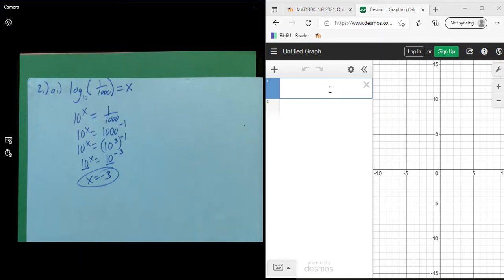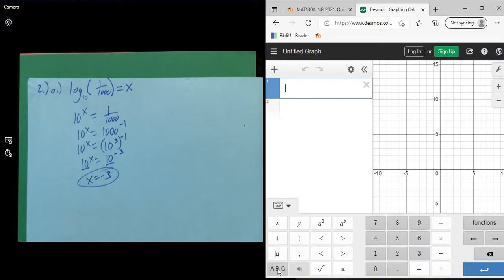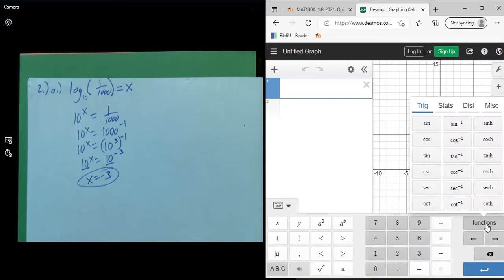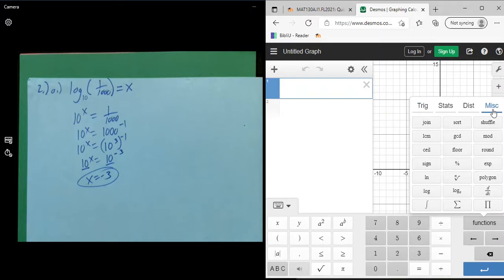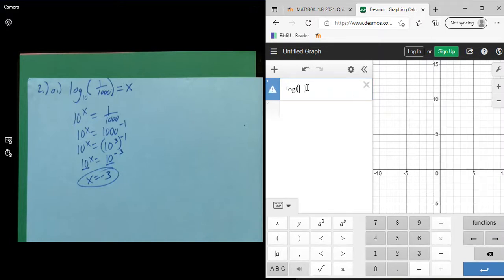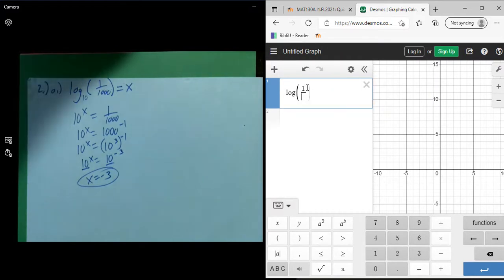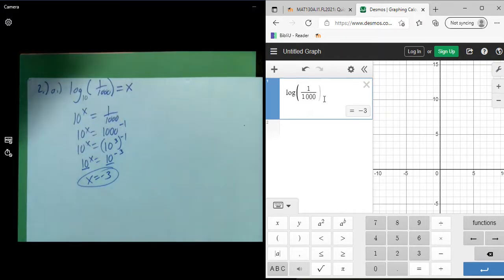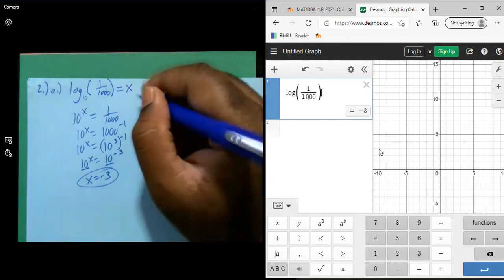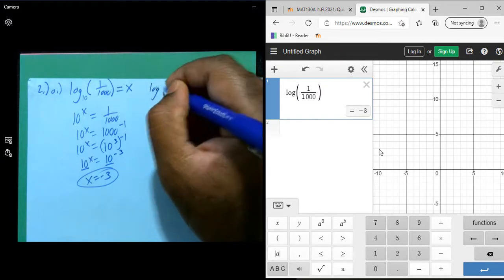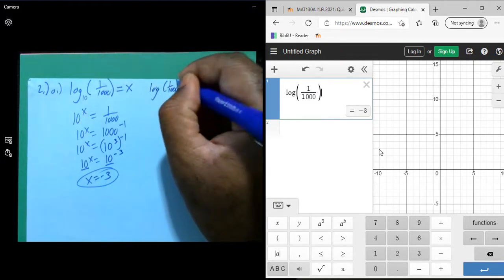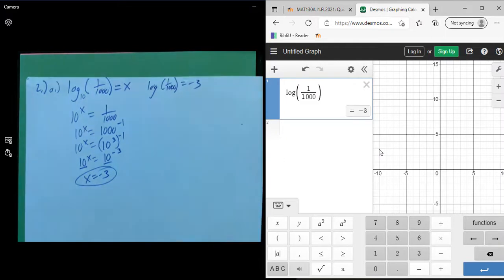Now on the calculator, if you click here, you click the keypad, you will go to functions, miscellaneous, and then you will go down here to log. And then you could type in 1 divided by 1,000. And your answer here would be negative 3. So the answer to 2a, log of 1 over 1,000, is equal to negative 3.